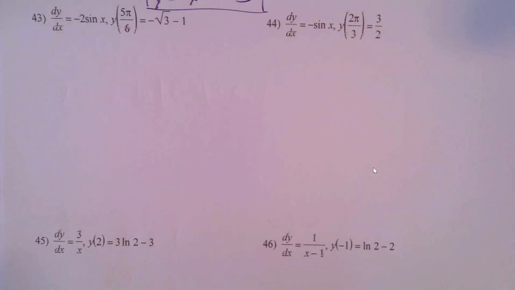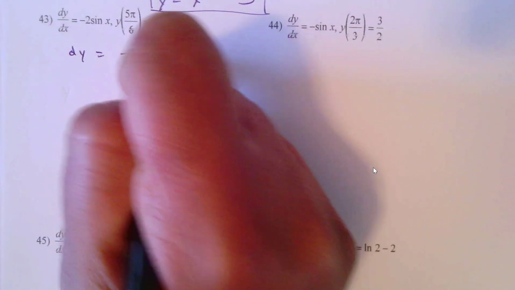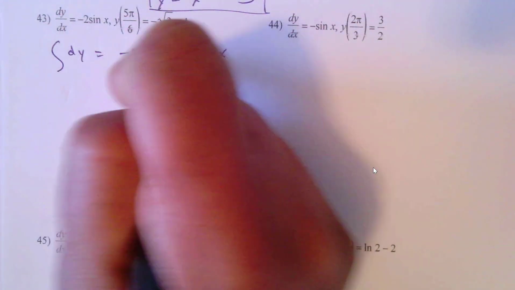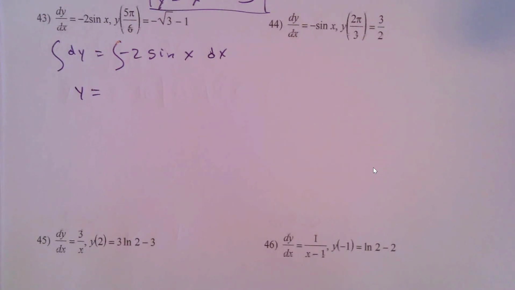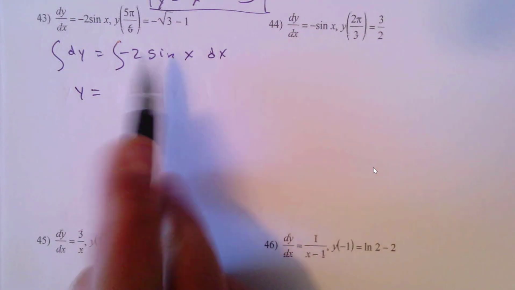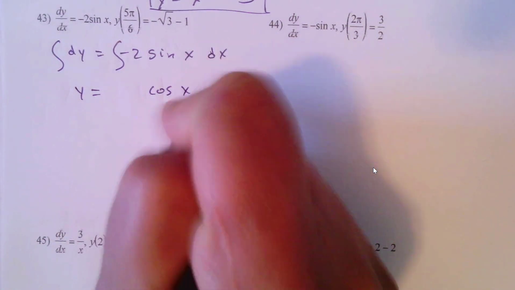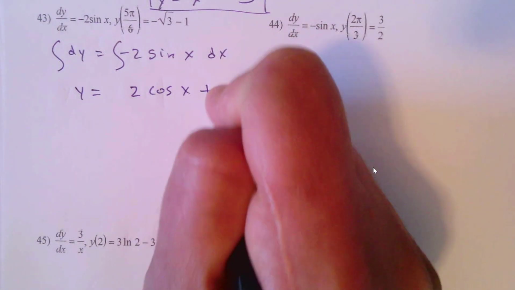All right, 43. Let's get this set up. So dy equals negative 2 sine of x dx. Integrate both sides. Here we get y. On the right side, what is the antiderivative of sine? Sine is going to be negative cosine, and so that's going to come out to a positive 2 cosine x plus c.